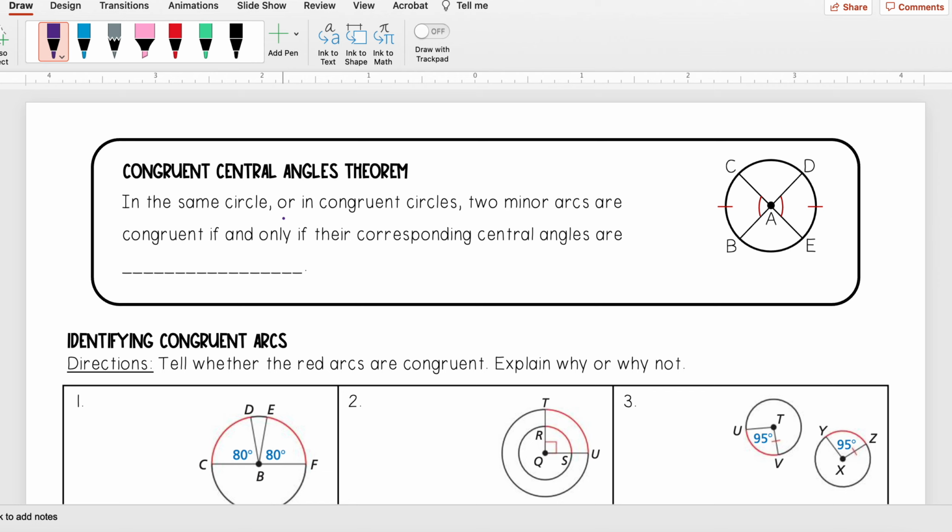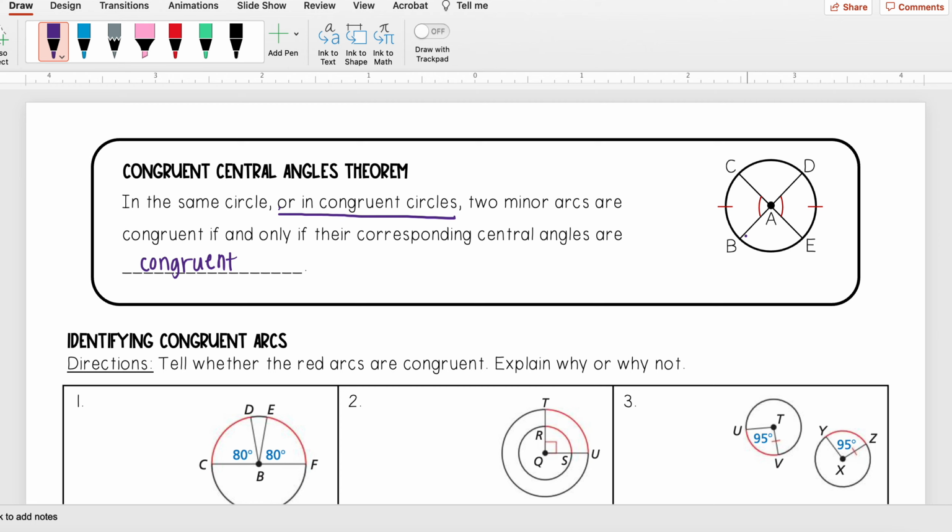And then our second theorem is the congruent central angles theorem. And that tells us in the same circle or in congruent circles. So definitely don't forget about this part when we go through some examples. Two minor arcs are congruent if and only if their corresponding central angles are congruent. So again, this one goes both ways.